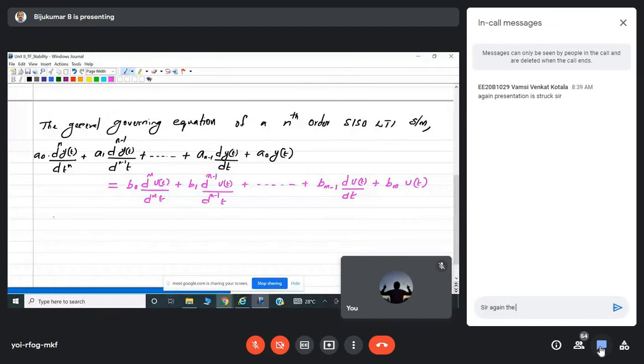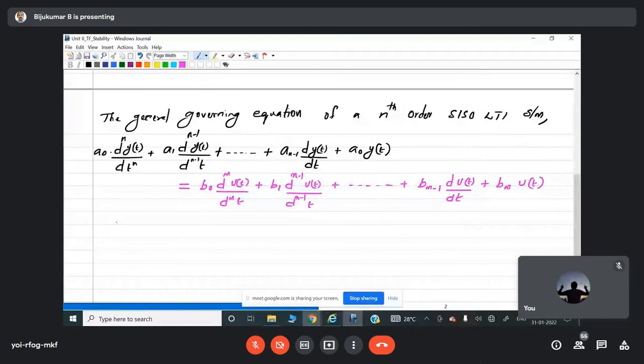If you see the final transfer function, it has a numerator polynomial as well as a denominator polynomial. So we can write the transfer function G of s is equal to N of s divided by D of s, where N of s represents the numerator polynomial.